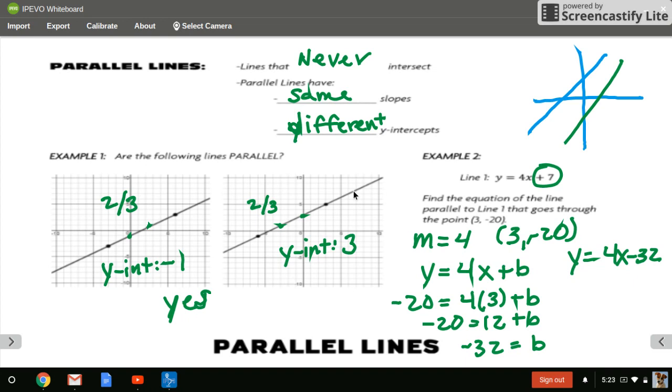So again, parallel lines never intersect. They have the same slope, and they have different y-intercepts. So now moving on to perpendicular.